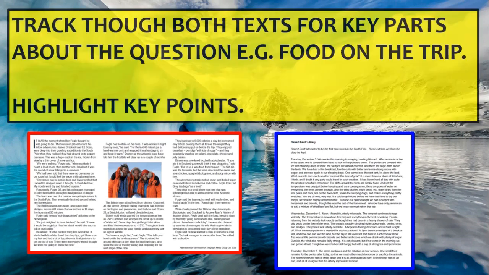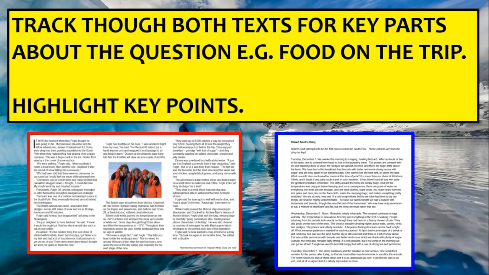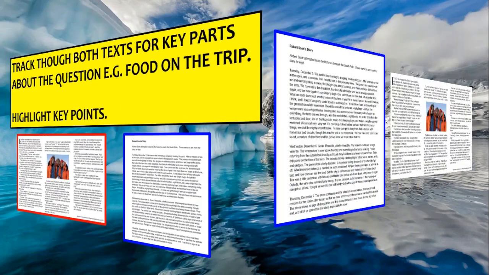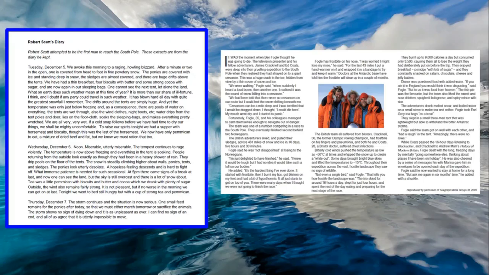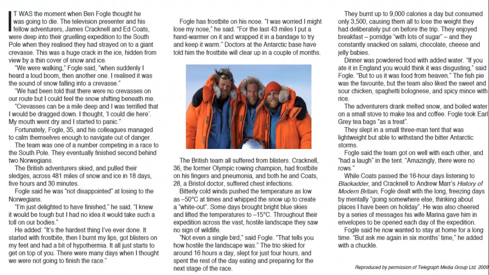So you can look at both extracts, and then you're going to track through both texts, going from top to bottom, and I want you to look for key parts about the question. Basically, any time it mentions food on the trip, highlight those key points. So here's both extracts again. Here's the Fogle one, the Ben Fogle. So you're going to look through this text, track through it and highlight key points.